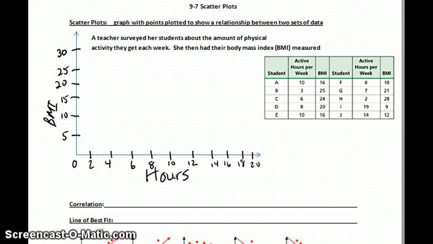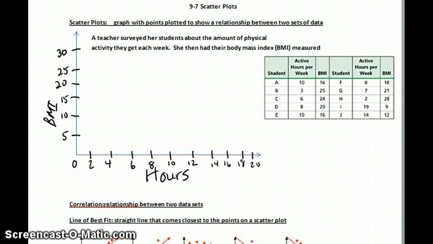We're going to see if there is a correlation between these two factors. And a correlation is simply a relationship between the two data sets. So if we're seeing if there's a correlation between body mass index and hours, we're just seeing, is there a trend that's going to occur? If there is a trend, then we can say that there is a line of best fit. It's just a straight line that comes closest to the points on a scatter plot.